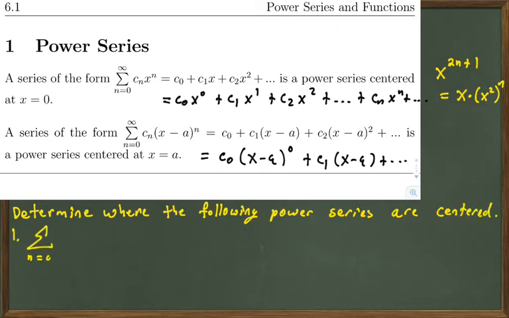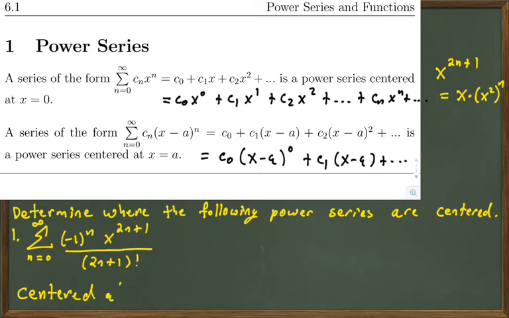So the first one, we're going to look at the sum n equals 0 to infinity of negative 1 to the n, x to the 2n plus 1, all over 2n plus 1 factorial. Essentially what we're going to do is look at the x, whatever the exponent is, the x to the 2n, and what makes the x 0 is 0, so this is going to be centered at 0.